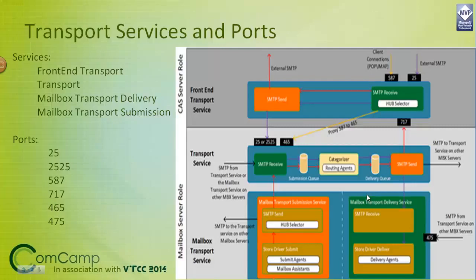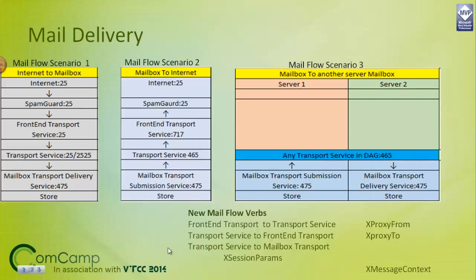Let's move on to the next slide. Mail delivery. I'm going to talk about three mail flow scenarios. The first scenario is when an internet user sends an email to an organization mailbox. If you're receiving an internet email to your mailbox in your organization, how will it happen? Let's review. In the first scenario, the email will connect from the internet to our SpamGuard. This can be your Edge server, EOP, Barracuda, or any other SpamGuard. SpamGuard scans and then forwards the email to front-end transport service on port 25.